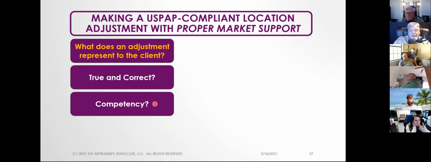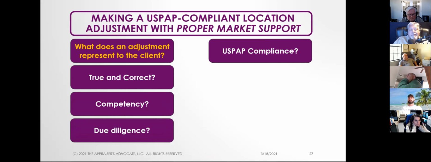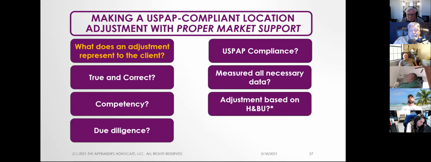Then we get into competency. We like our clients to believe that we're competent in what we're doing. And when we go through processes like this, we're demonstrating our competency, our due diligence, and our USPAP compliance. We've measured all the necessary data. Remember when we looked at that 75% correlation, we'd probably make that adjustment. But if it was only a 25% correlation, we probably wouldn't make that adjustment because the market doesn't support it.